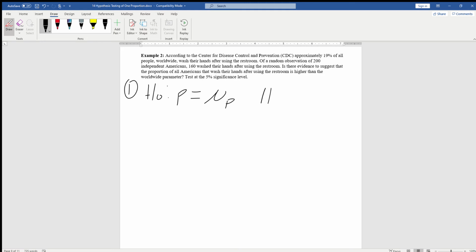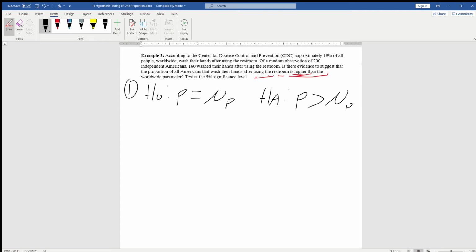The alternative, we look at the problem, and in the problem, it says is higher than the worldwide parameter. So the key word there, higher than, indicates greater than. So we're going to say P greater than mu sub P.